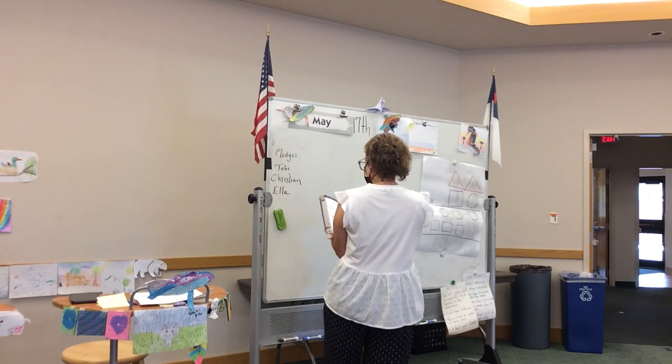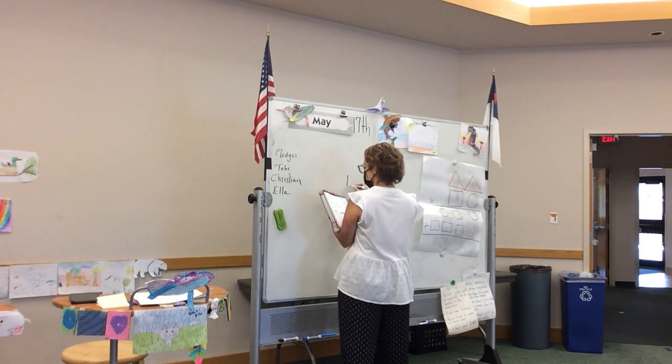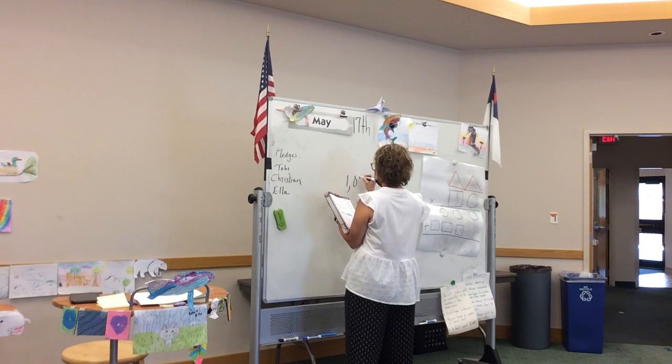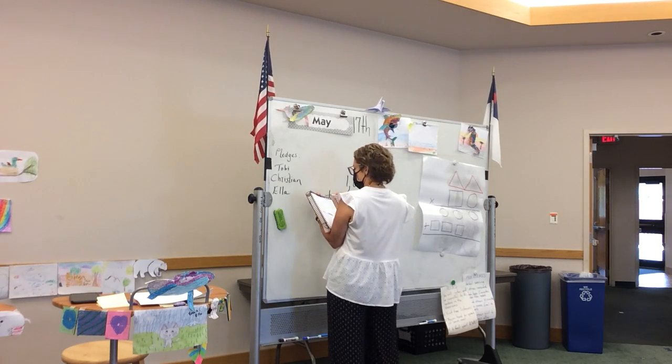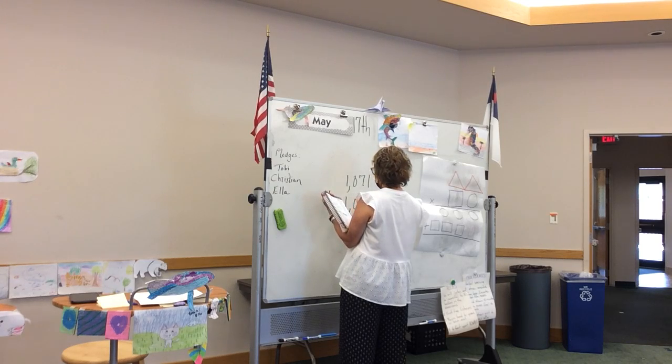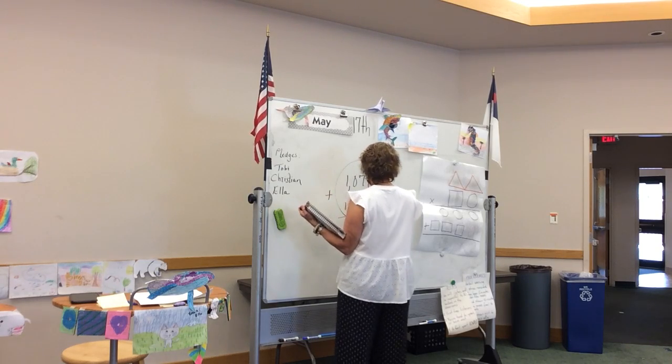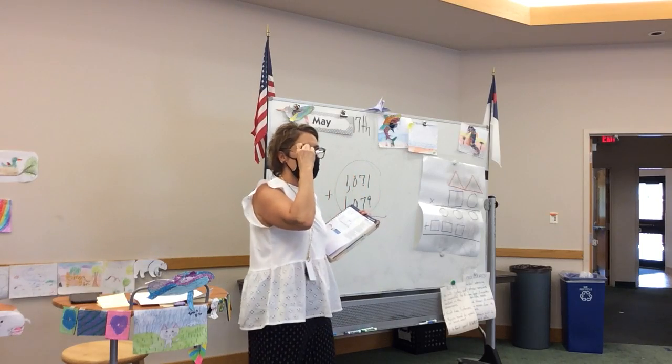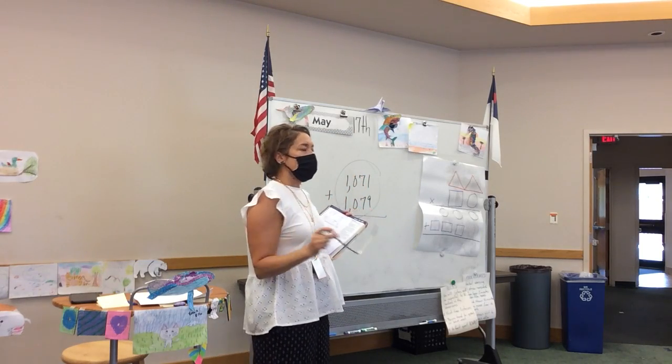All right, so let's work on B. We have 1,071 and we have 1,079. How many numbers are there? 2. Remember that.